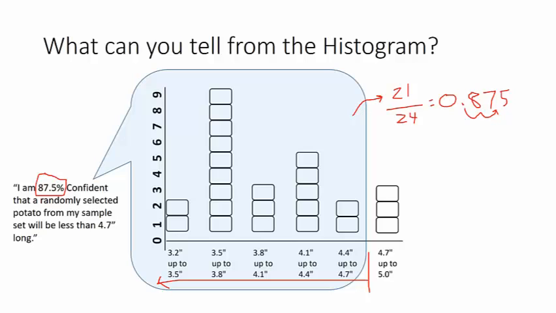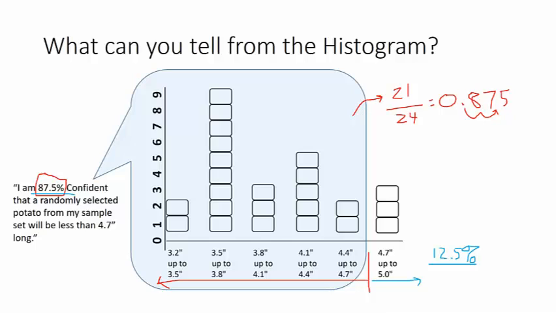So similarly, the chances of it being more than 4.7 inches would be 100% minus 87.5%, or 12.5%. That means I only have a small degree of confidence that you would actually get a potato 4.7 inches or bigger if you randomly pick one. So there's a very small chance of picking one 4.7 inches or bigger, and a much stronger chance, or confidence, that you would pick a potato that is less than 4.7 inches long. So the histogram allows us to do confidence intervals.